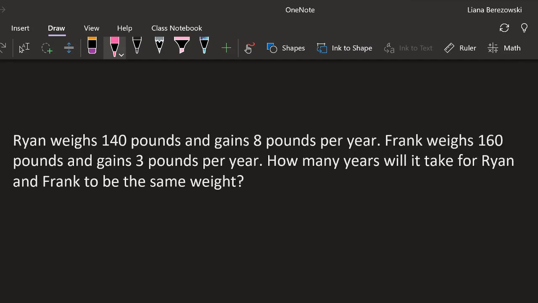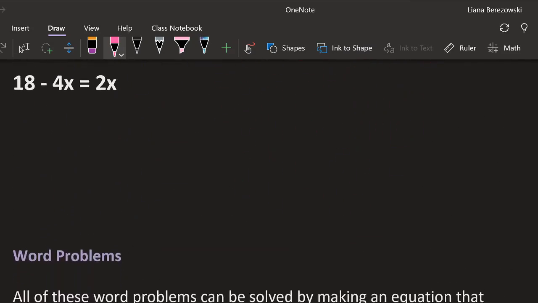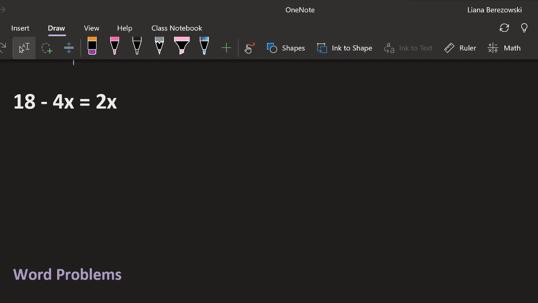Okay, there's one more problem here before we get into some word problems, and I think we have enough time, so let's solve it anyway. 18 minus 4x equals 2x. So another case of having a negative term and a positive term.